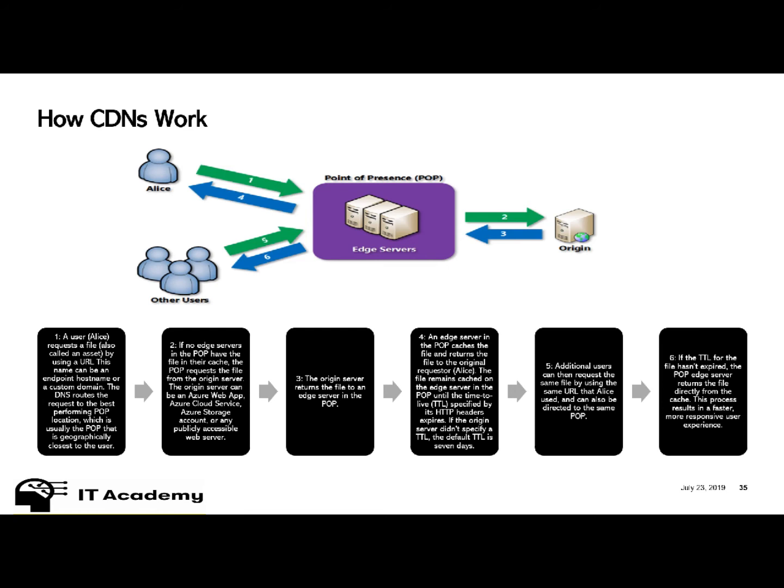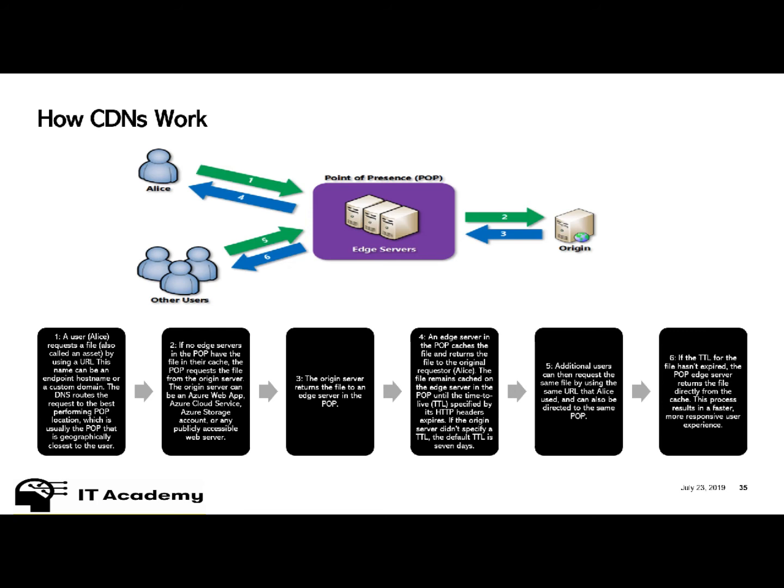Let's talk now about how content delivery networks work. In this scenario, we have a primary user called Alice. She's the first person that comes along and logs into an application, and as part of that application, she needs to access a video file that needs to be rendered in her browser.